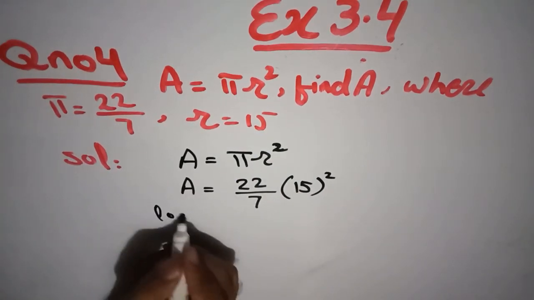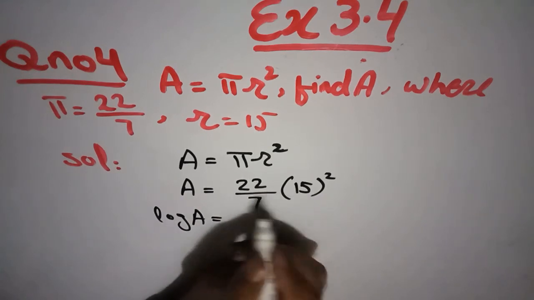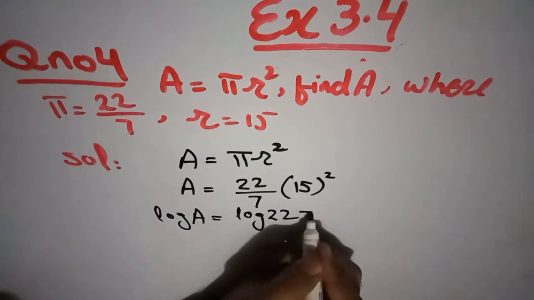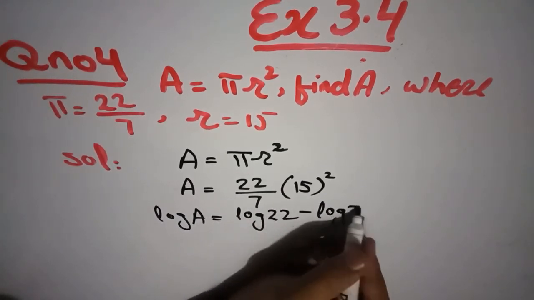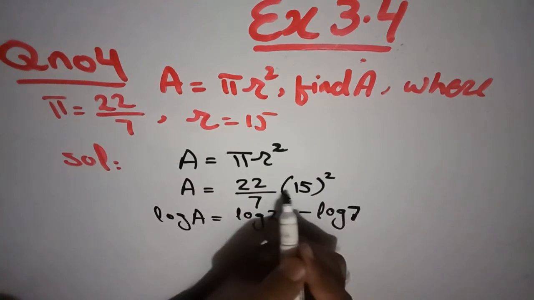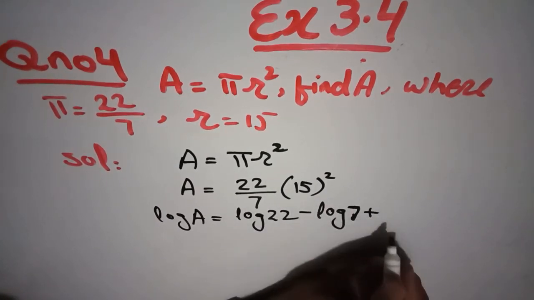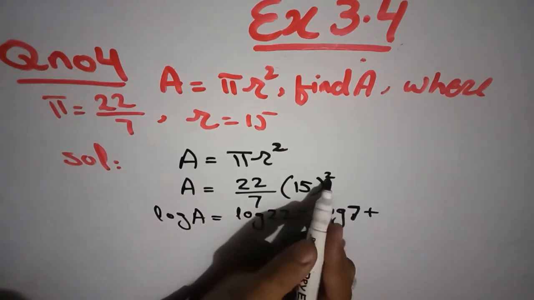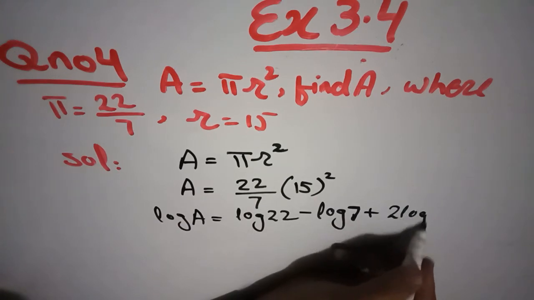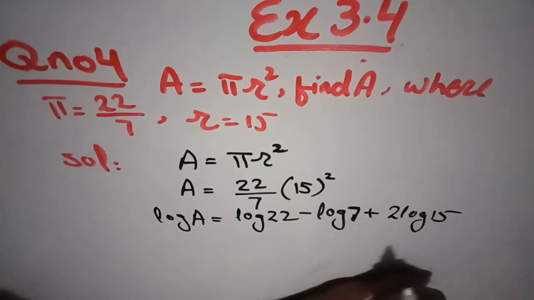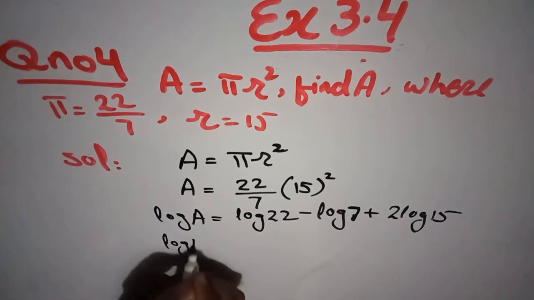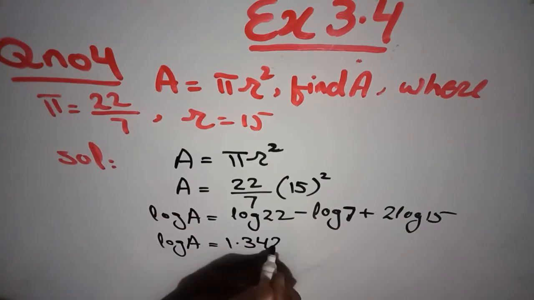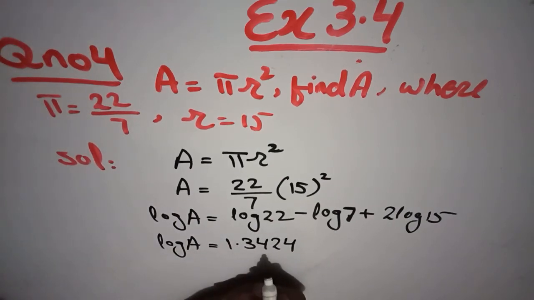Okay, now take the logarithm of both sides and apply the property on this side. You will write log 22, then this division can be changed into a negative sign, that is log 7. Also for this one there will be addition, because this is a multiplication, and multiplication will be changed into addition, and the power will come before the logarithm of 15 simply. Okay, now take the logarithm of log 22, that is 1.3424.